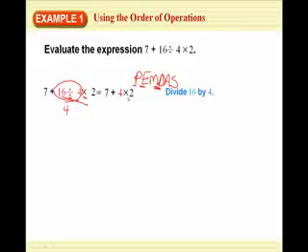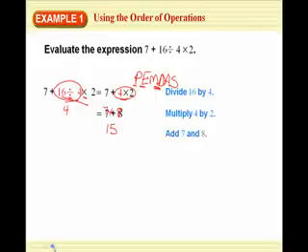So following PEMDAS, we always multiply before we add. So it's going to be 7 plus 8, and that comes out to be 15. And you have to do it in that order. You can't take 7 plus 4 first, then times 2. You'll miss it. That's order of operations. So they multiplied the 4 times 2 and got 8. And then the answer comes out to be 15.